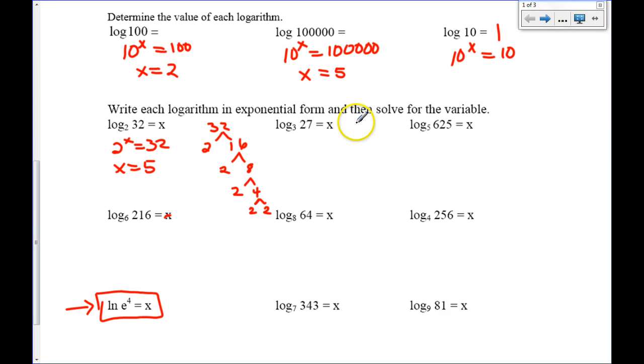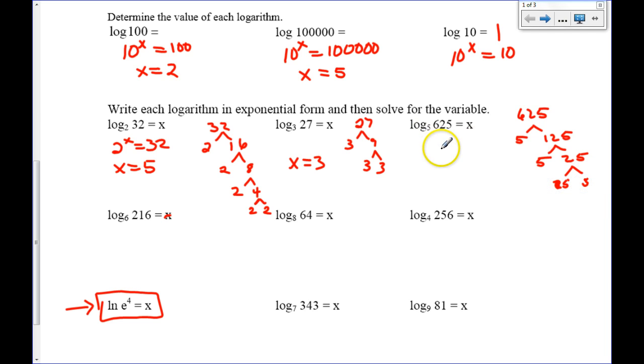Okay? So 27, if I divide it by 3, because that's the base I want to find, do it like that. So what should be my x? 3. 625 divided by 5 is 125. Divided by 5 again is 25. And then you have 25 and 25. So how many, 5 and 5, I mean. 4. So x should be 4 in this case.